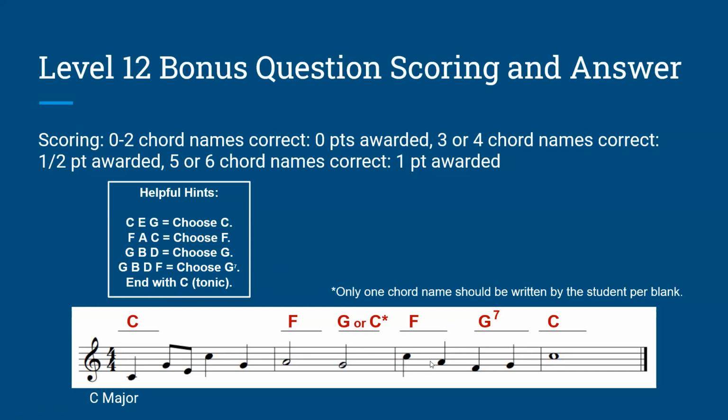And then on this one, you have spelled out for you nicely, C and A, which I can't see through my screen sharing. I wonder if I can move this. I'm sorry. No, I can't. But you would choose the F for there, and then you have F and G. When you have F and G together, you're of course going to want to choose G7, and then you end with C. Any questions on the level 12 bonus?